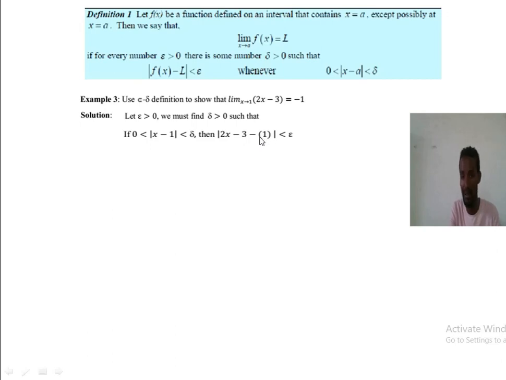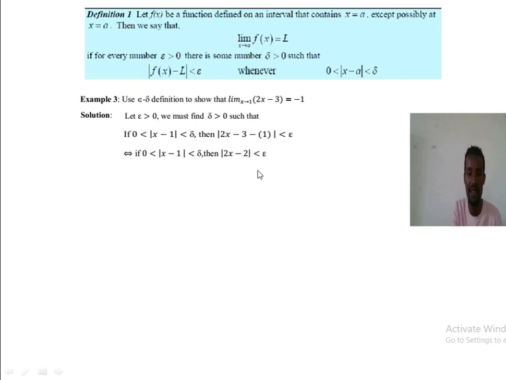So this becomes: if 0 is less than absolute value of x minus 1 less than delta, then absolute value of 2x minus 3 minus negative 1 is less than epsilon. Again, this is the same as if 0 is less than absolute value of x minus 1 less than delta, then absolute value of 2x minus 2 is less than epsilon, because here we have minus minus 1, which is plus 1. So minus 3 plus 1 is minus 2.